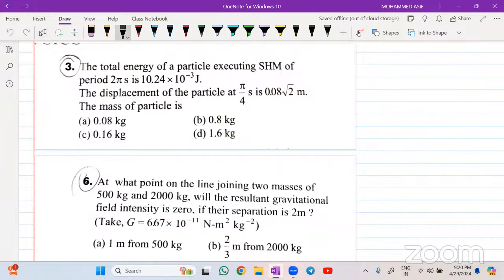Question number 3. The total energy of a particle executing SHM of period 2 pi seconds is 10.24 into 10 power minus 3 joules. The displacement of the particle at pi by 4 seconds is 0.08 root 2 meter. The mass of the particle will be equal to how much? Very good question.